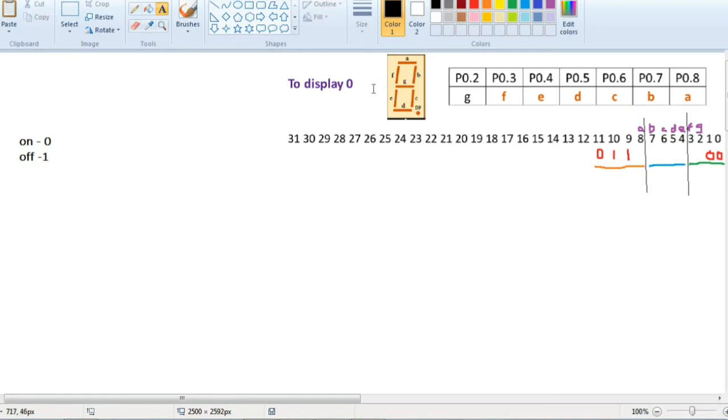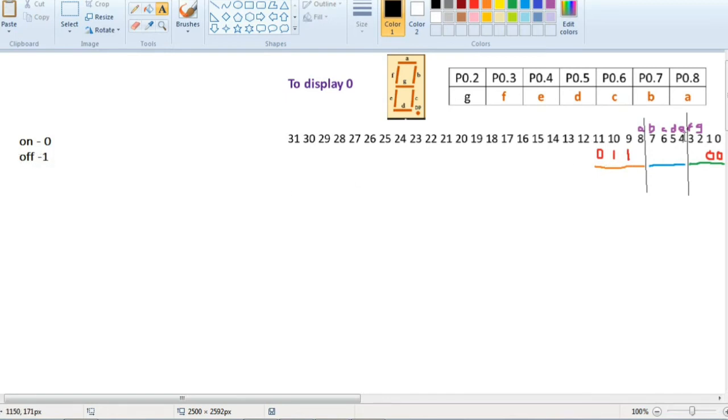For example, if I have to display 0, I want A, B, C, D, E, F, all these to be lit, and the only LED which should be off is G. So except G, all these bits should become 0. In all these places of A, B, C, D, E, and F, I have to write 0, and in place of G, I have to write 1, right? Because wherever I write 0, that will be on, and wherever I write 1, it will be off.